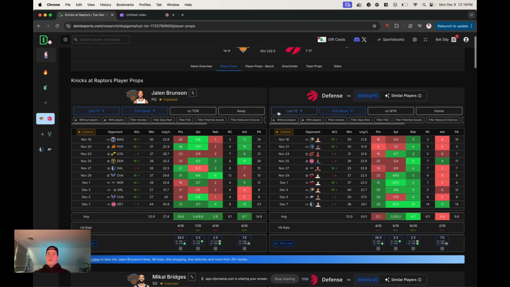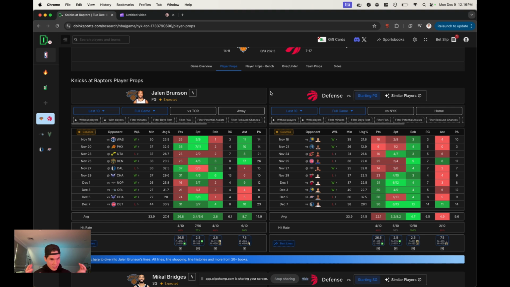And so just an overview of how breakdowns work on Doink. On the left side, you have your offensive breakdowns, and that is what has this player done in the past against their current lines. And then on the right side, we have the defense breakdown, which is what has this defense allowed from players in the same position in the past against the original player's current lines.